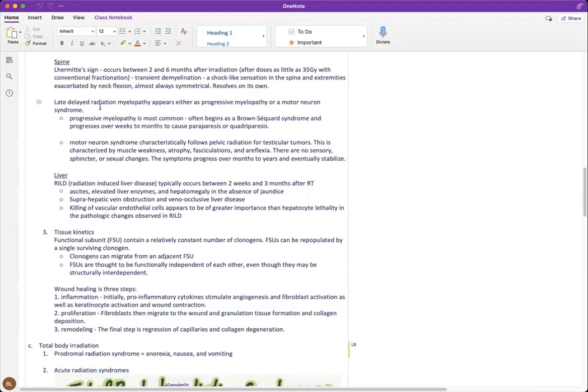This is different than true radiation myelopathy, which usually appears as a progressive myelopathy or motor neuron syndrome. Most commonly it is progressive myelopathy, which begins as Brown-Séquard and then progresses over weeks to months until it causes paraparesis or quadriparesis.